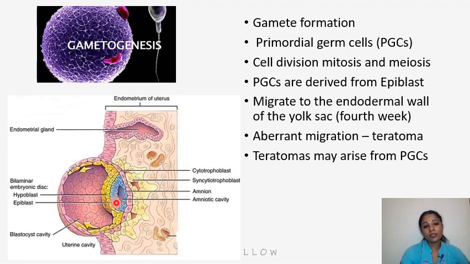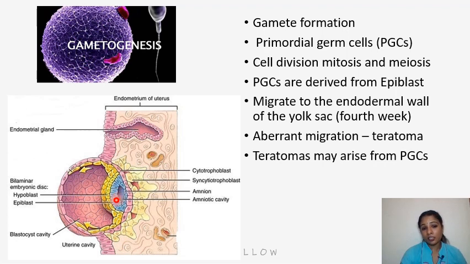And here we can see the inner cell mass, which arranges itself into two layers. The blue colored cells are the epiblast cells, and the yellow colored cuboidal cells are the hypoblast cells. The epiblast cells are very important. These are columnar cells and they are highly pluripotent stem cells. And these epiblast cells will give rise to primordial germ cells.